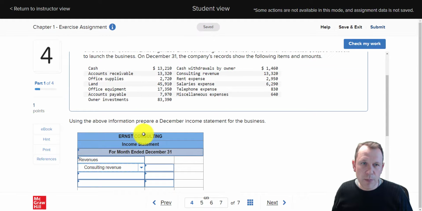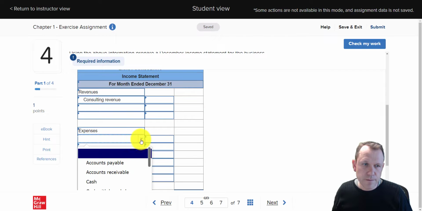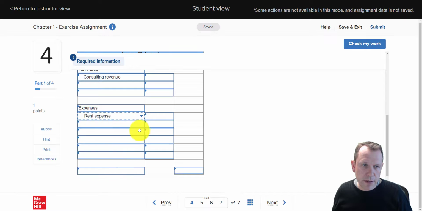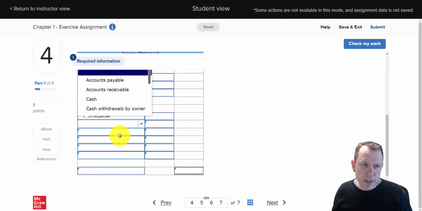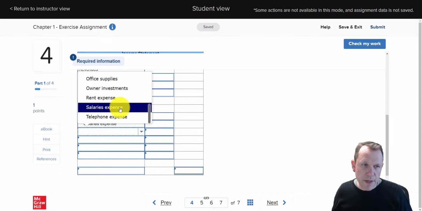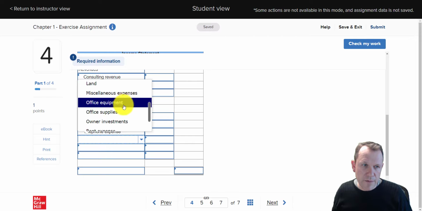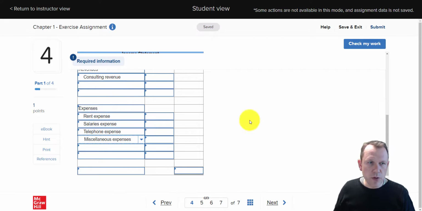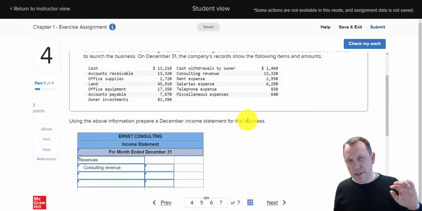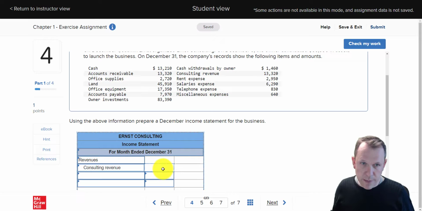So it's rent, salaries, telephone, miscellaneous, right? So here's our rent. Here's our salaries, down at the bottom. Here's, I think telephone was the next one in the list, and then we have miscellaneous. There we go. So they're lined out. Another thing is, as we create these, we can leave blank lines, right? So that's going to be one of them.